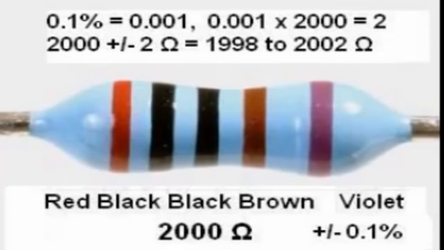This resistor is guaranteed to be within 0.1% of 2000 ohms. To calculate this, we convert 0.1% to a decimal number by dividing by 100, which gives 0.001, and multiply by 2000 to get 2. So this resistor is guaranteed to be 2000 plus or minus 2 ohms. It can be no less than 1998 and no greater than 2002 ohms.